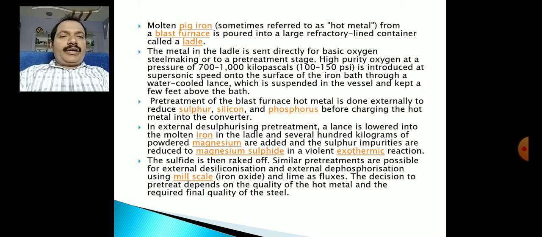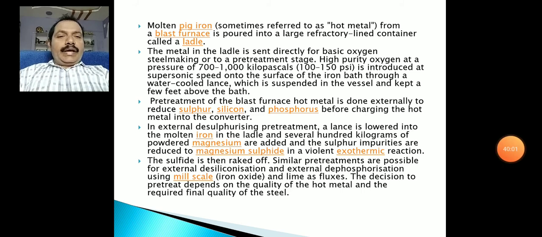So the pre-treatment of the blast furnace hot metal is done externally to reduce sulfur, silicon, phosphorus before charging the hot metal into the converter. In external desulfurizing pretreatment, a lance is lowered into the molten iron in the ladle and several hundred kilograms of powdered magnesium are added, and sulfur impurities are reduced to magnesium sulfide in a violent exothermic reaction.